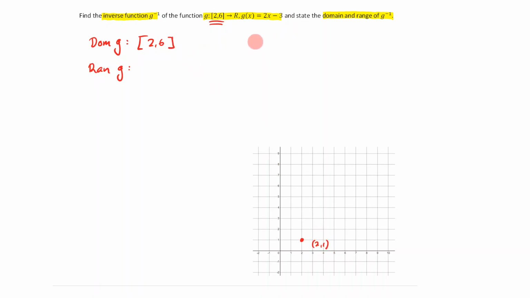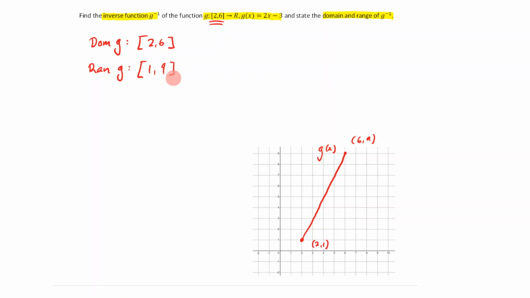And then I'm going to put 6 into this. 2 times 6 is 12, minus 3 is going to be 9. So when I put 6 in, I get 9 out. So this is going to be 6, 9. I'm going to put a line through this. This right here is my original function, g of x. You can see here that my range is going to be from 1 to 9. So all my possible y values.